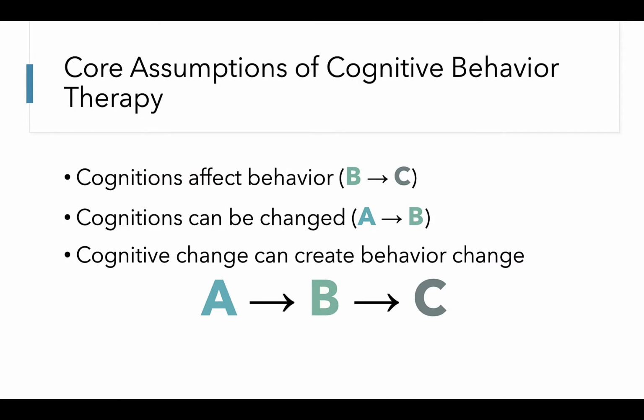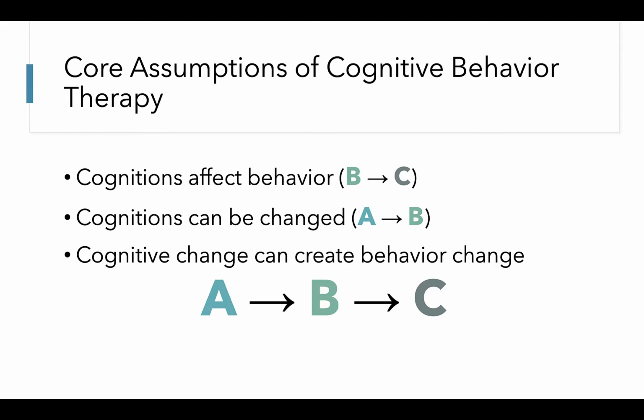So we have 3 core assumptions of cognitive behavioral therapy that guide approaches to working with patients. The first is that cognitions affect behavior, and this is the B to C part of that chain. That when we appraise our situations in certain ways, that then flavors how we view ourselves, how we view our actions, and the actions that we feel are appropriate and suited to that situation or helping us feel better about what happened.